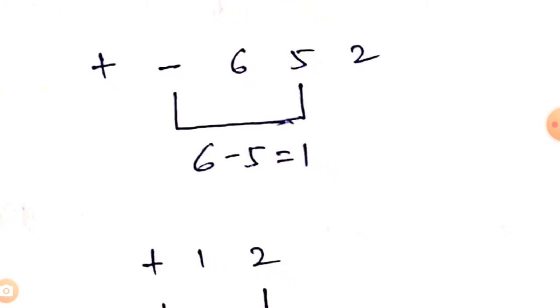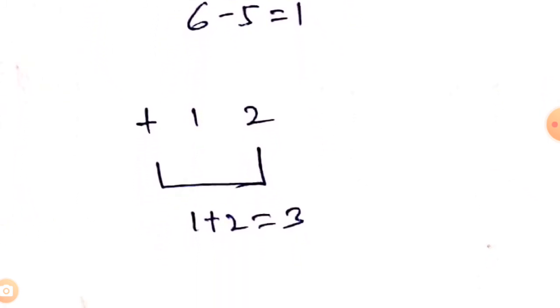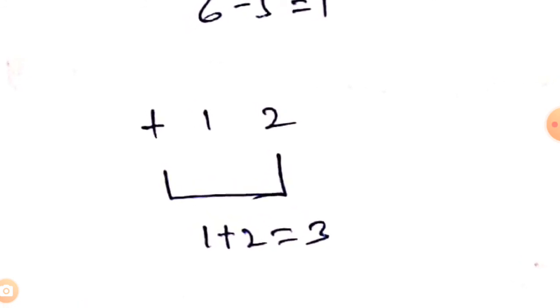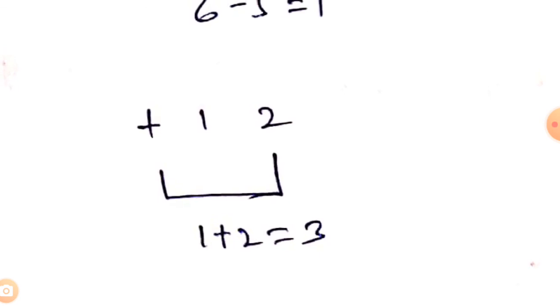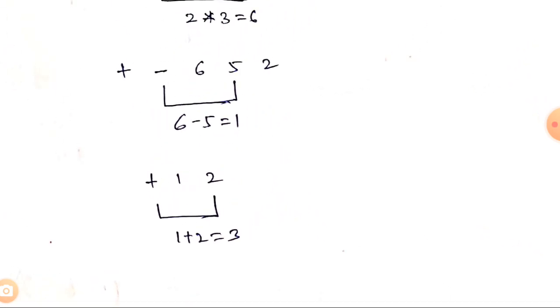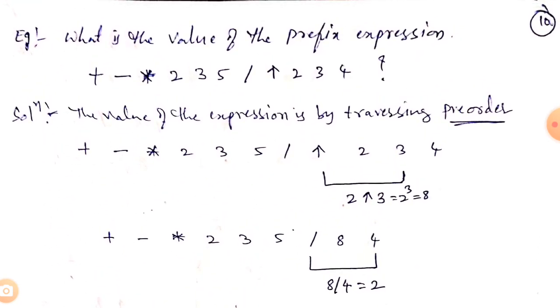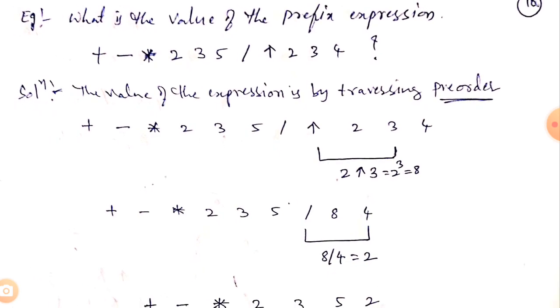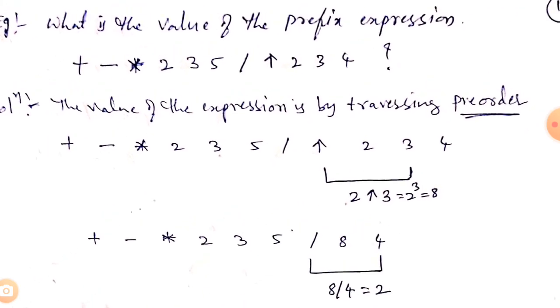Then minus 6 5 is replaced with 1. Then you will get plus 1 2. Now plus is the first one from right to left. Then again the expression becomes 1 plus 2, that is equal to 3. That means the total value of this expression is 3. Like this you have to go in pre-order traversal, okay. Thank you.